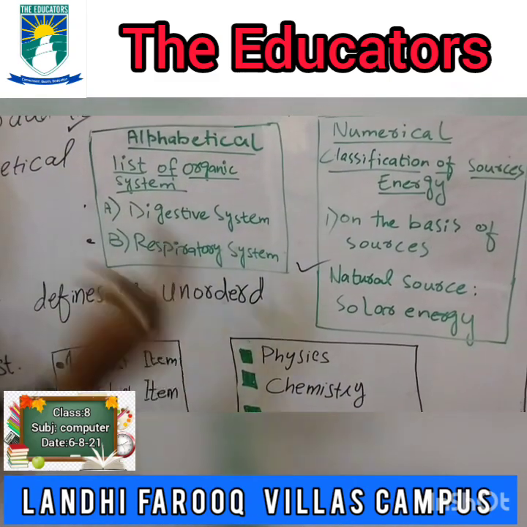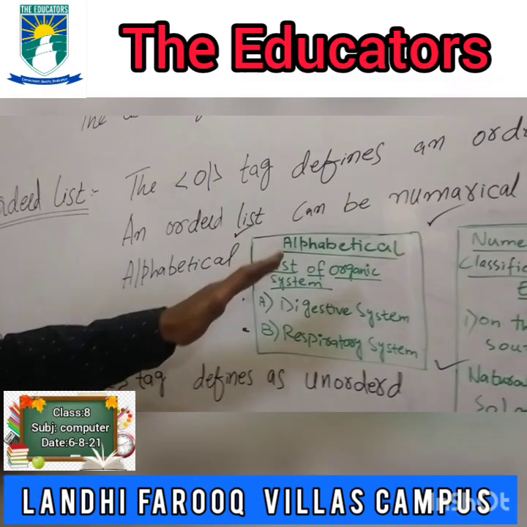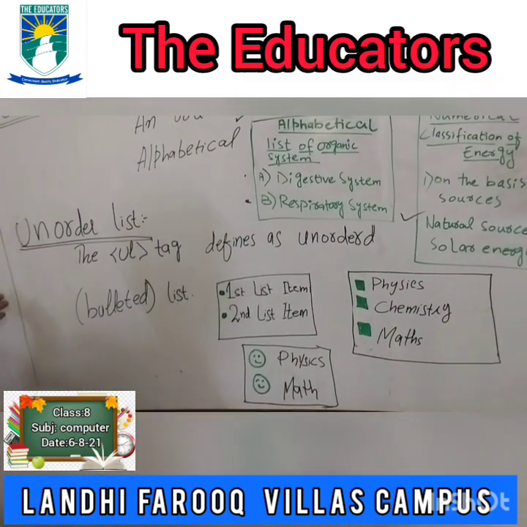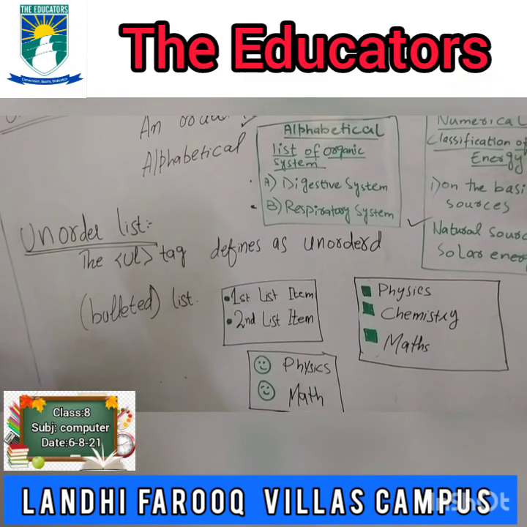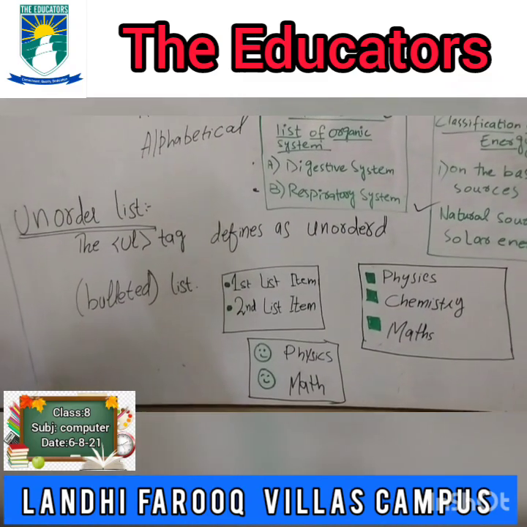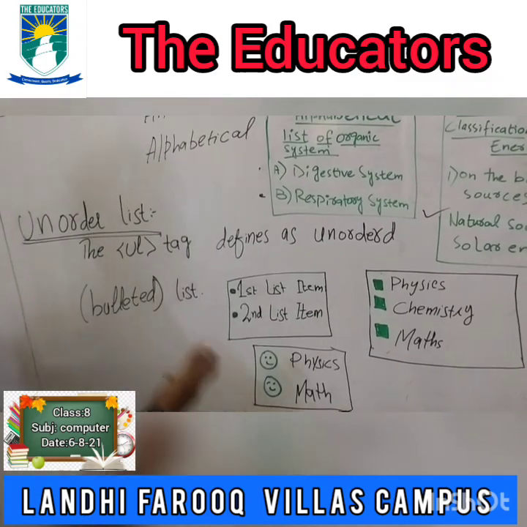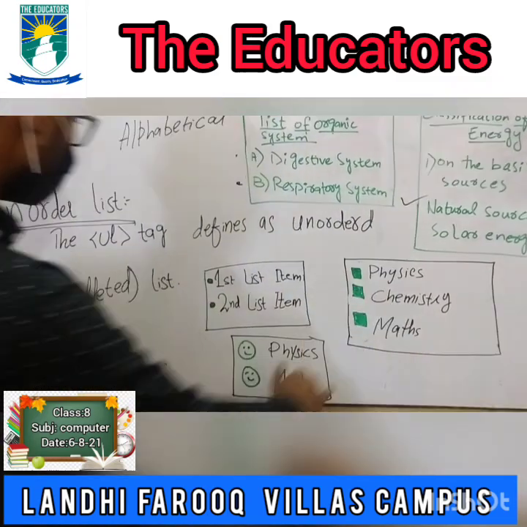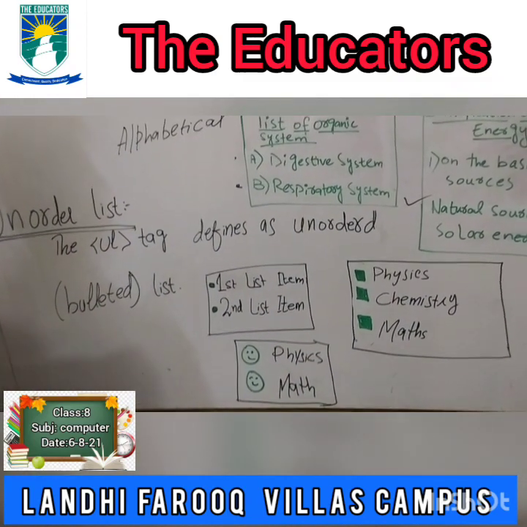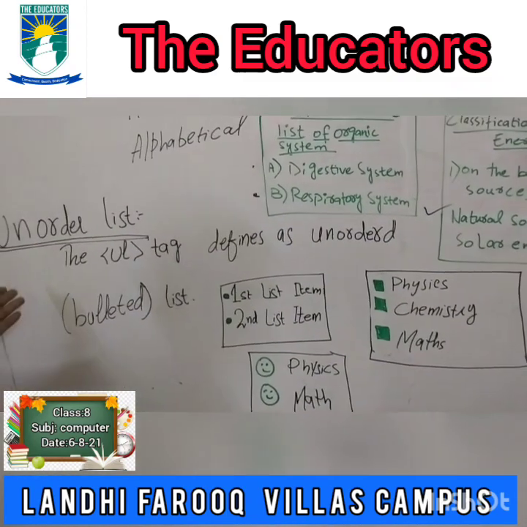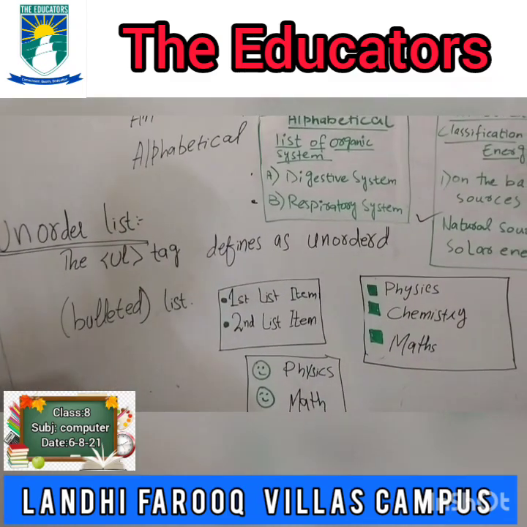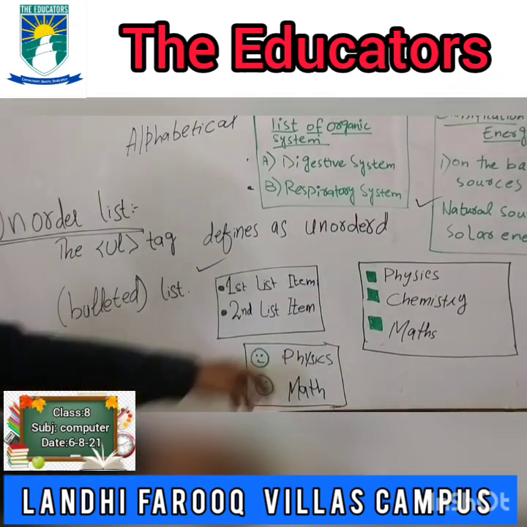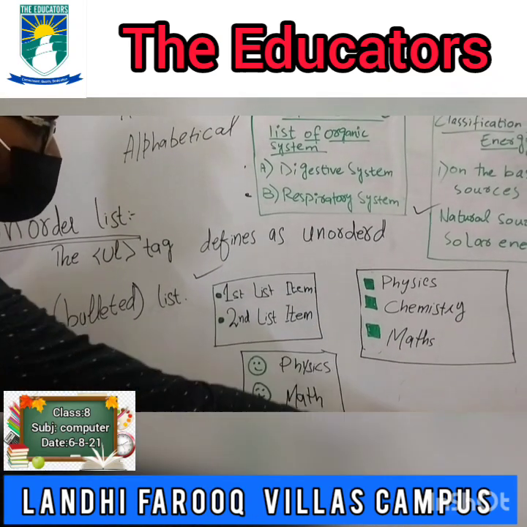And then we are clear on the ordered list, and now we define the unordered list. The unordered list is defined by the UL tag, and it is also called a bullet list. For example, we show the first list item and then the second list item.